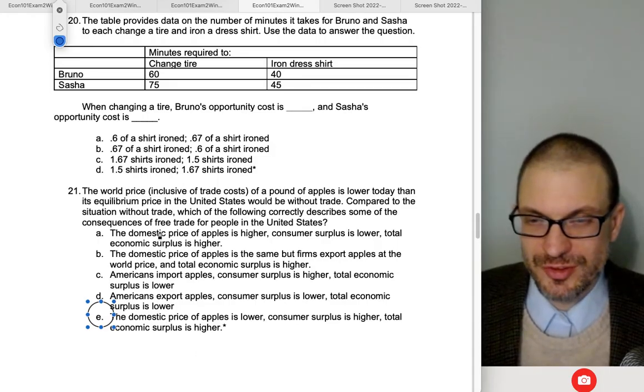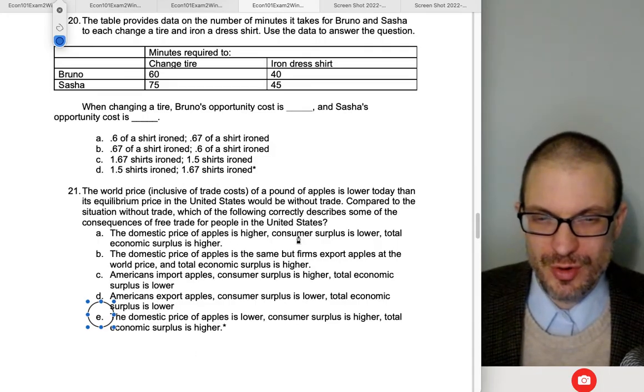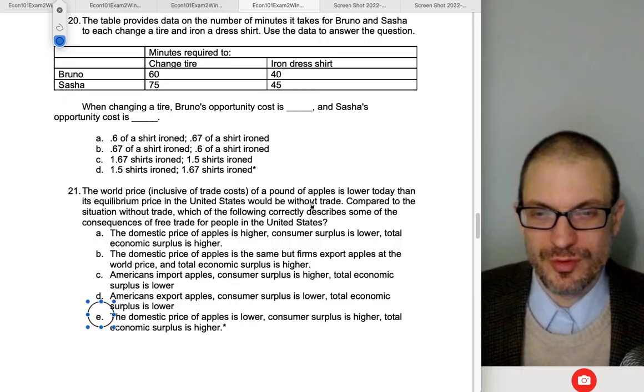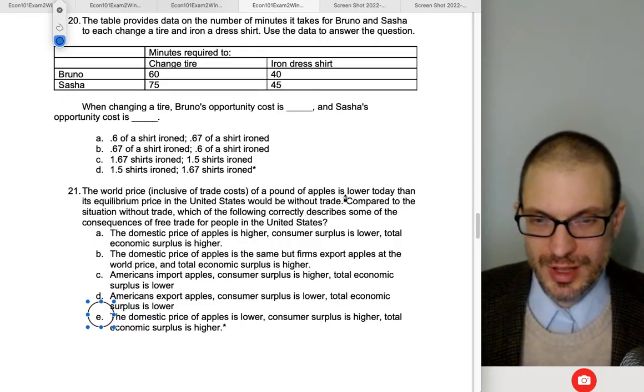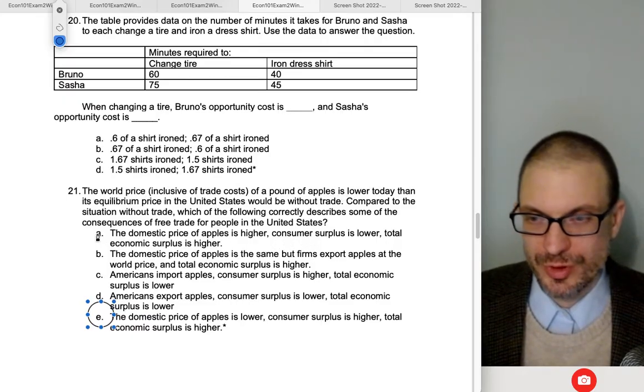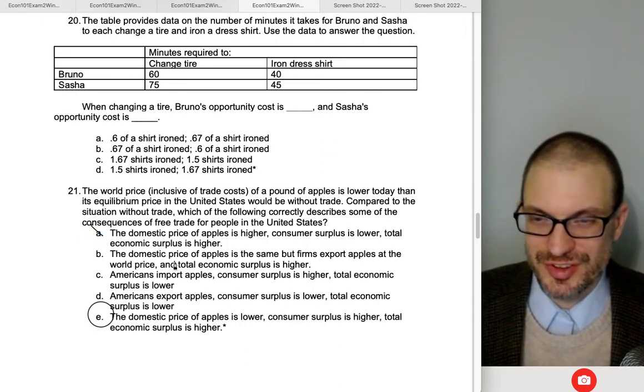Let's check this. Domestic price is higher. Consumer surplus is lower. No, because we're going to import, right? So what's going to happen with trade? We're going to import. So consumer surplus would be higher with trade. So it's not A. Well, that's enough to cross it off. Let's just leave it like that.